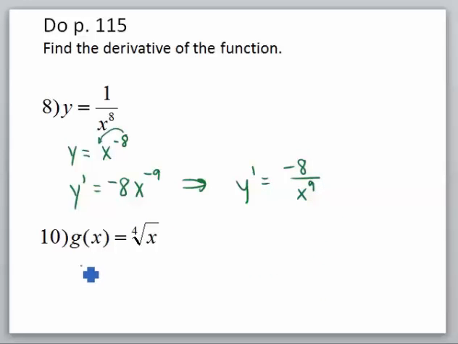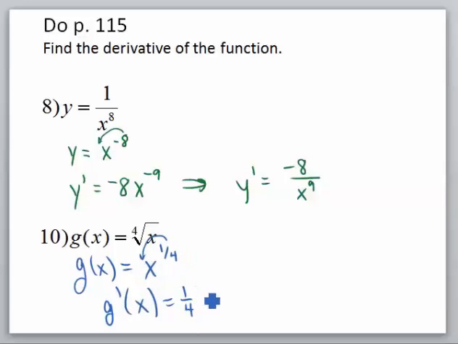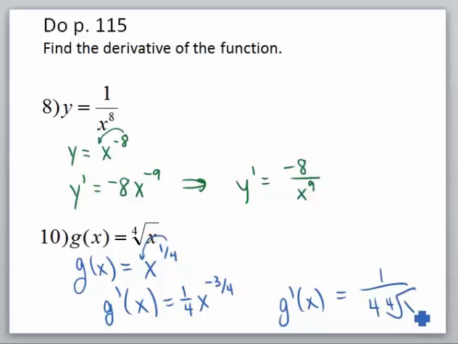The next one, I'm going to do some rewriting again. This is actually x to the 1/4 power. So the derivative would be equal to, bring this out in front, 1/4, rewrite the base and lower this by 1. 1/4 minus 1 is negative 3/4. Now I can rewrite this so I don't have any negative exponents. It would be 1/4, and then this would be on the bottom, so it would be the 4th root of x cubed.